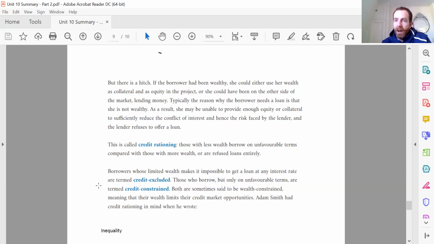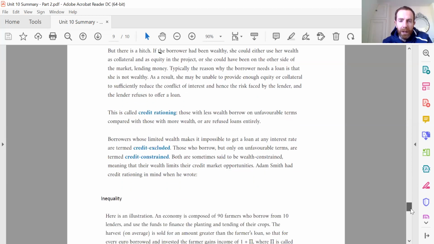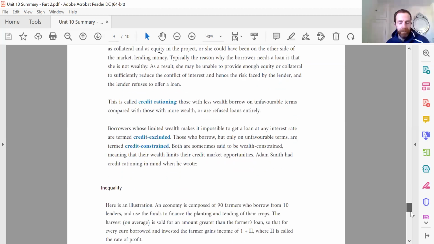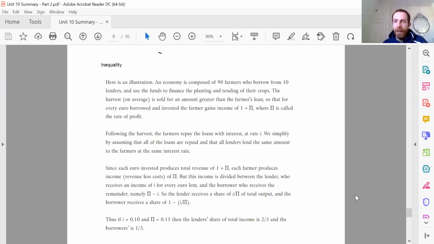So this raises a bit of a problem. And there are ways to potentially solve it, but the final thing we're going to look at is how this can feed into inequality. So we're going to take an example to then build some Lorenz curves. And so the example is this.